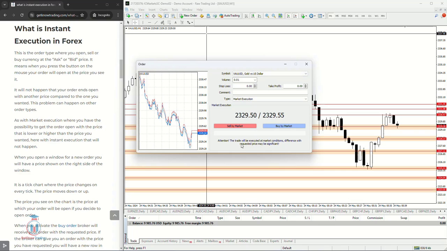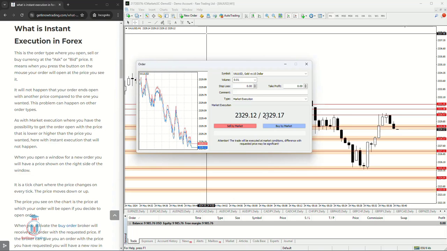Now, this is one of the ways the broker protects itself from opening an order at a price that is different from the current one you can see inside this window. Instant execution represents a way to open an order at the price you currently see on the market, on the chart. Currently it is 2329.20. When I click sell, it should open at this market price. Instant execution also represents a very quick opening of an order at the current price.